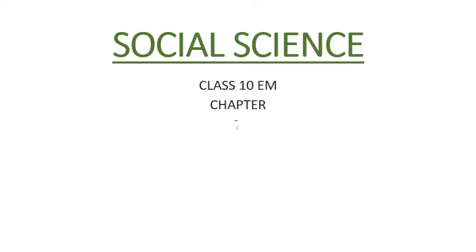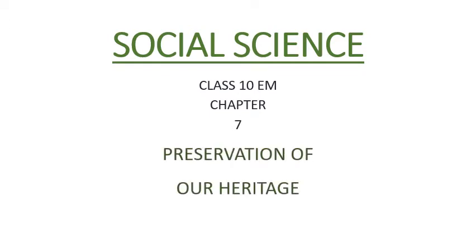Today, we will be discussing chapter number 7, that is Preservation of Our Heritage. Remember that the whole syllabus of 10th social science is divided into four parts. The first part is about the history and the historical places, and this is the last chapter of that part of the history and the historical places.